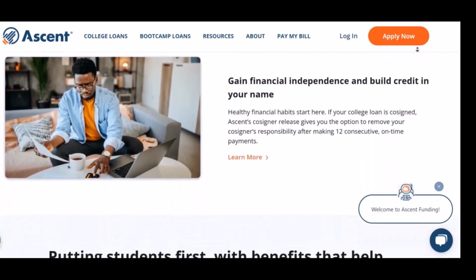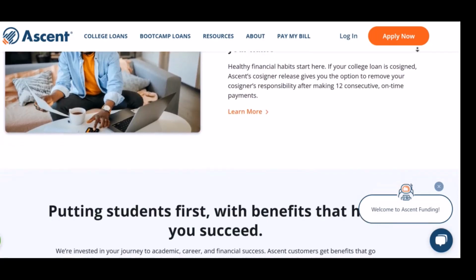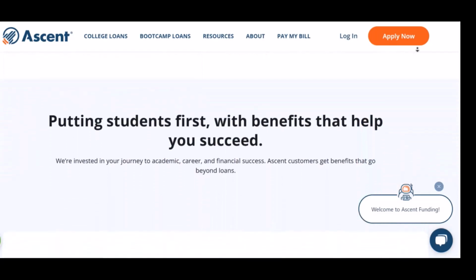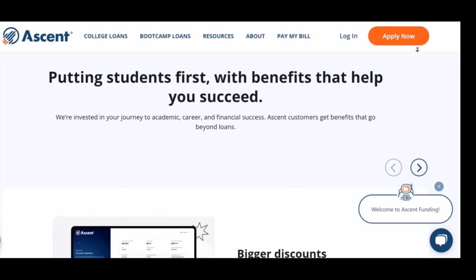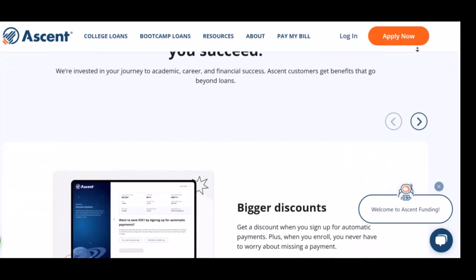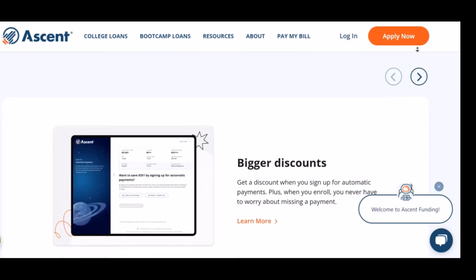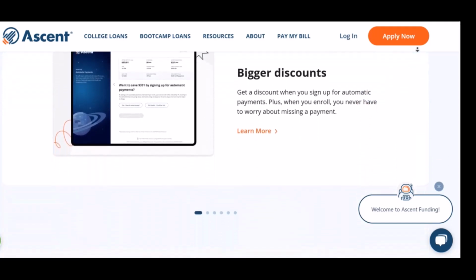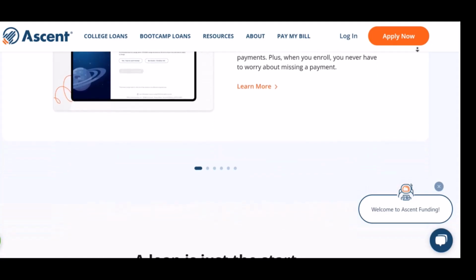Proactive steps to expedite the process. Submit a complete and accurate application. Ensure all information you've provided is accurate and that you've included all required documentation. Respond promptly to requests. If Ascent requests additional information, provide it as quickly as possible.